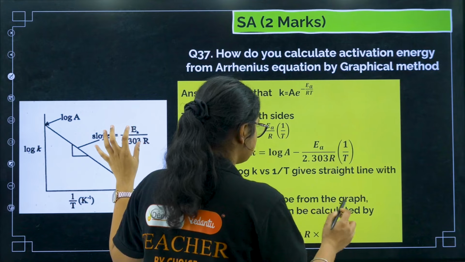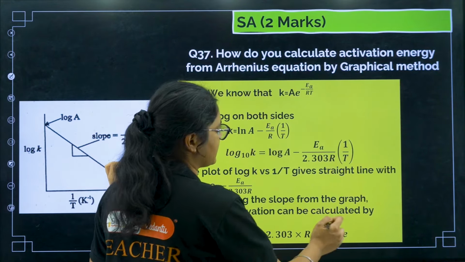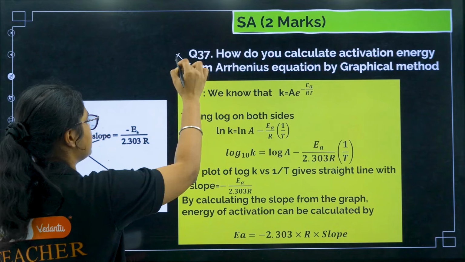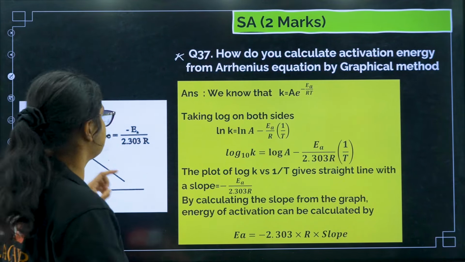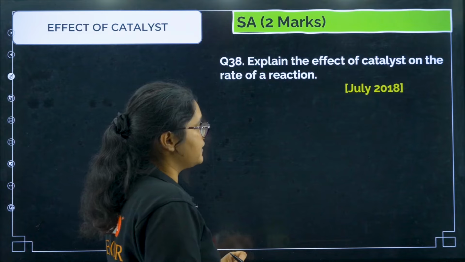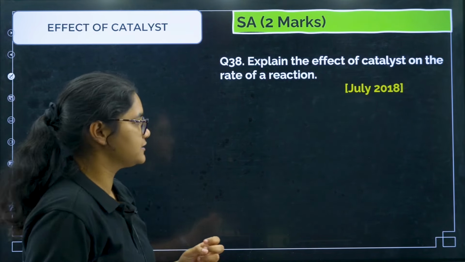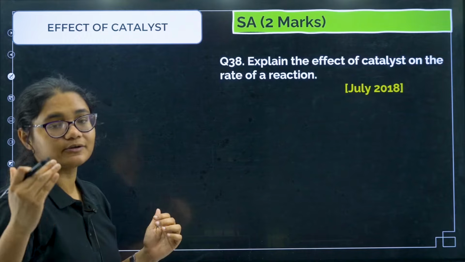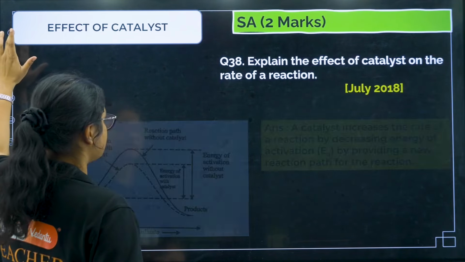So by calculating the slope from the graph, the energy of the activation can be calculated. Okay, so this question is also a little non-conventional question, but can be asked. Next, explain the effect of catalyst on the rate of a reaction. So what happens when you use a catalyst? Rate of reaction increases because it decreases the activation energy.